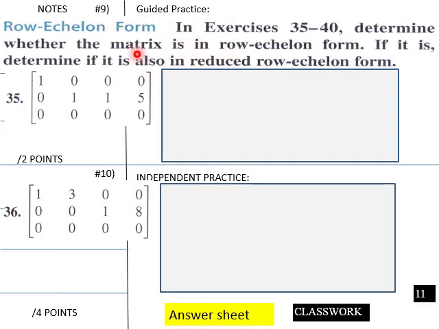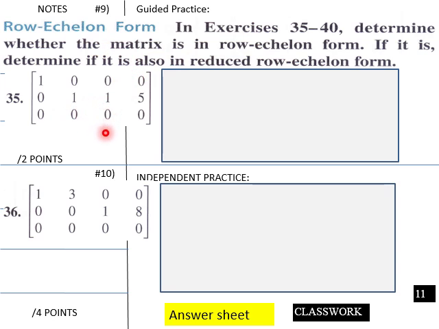Okay, let's try one. Determine whether the matrix is in row echelon form. If it is, determine if it is also in reduced row echelon. So here is a matrix here for 35. Is this row echelon here?